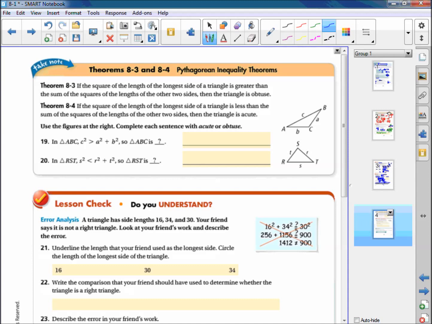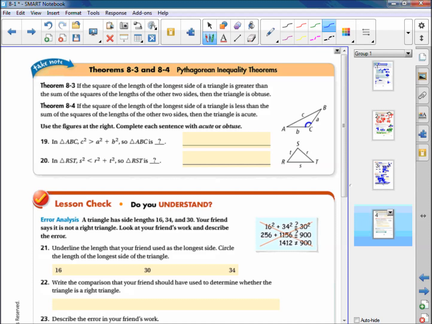So theorem 8-3 says, if the square of the length of the longest side of a triangle is greater than the sum of the squares of the lengths of the other 2 sides, then the triangle is obtuse. So if the longest side is bigger than the sum of the other 2, that means the longest one is what would normally be our hypotenuse. Now this is going to make this be the biggest angle. So the longest side is always across from the longest angle.